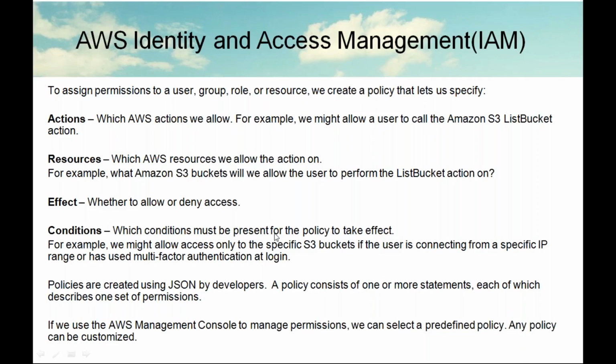Conditions: which conditions must be present for the policy to take effect? For example, we might allow access only to specific S3 buckets if the user is connecting from a specific IP range, such as 192.168.0.10 to 192.168.0.20. This is the IP range. Only those who come from this IP range can access the S3 buckets. So that condition you can also perform.